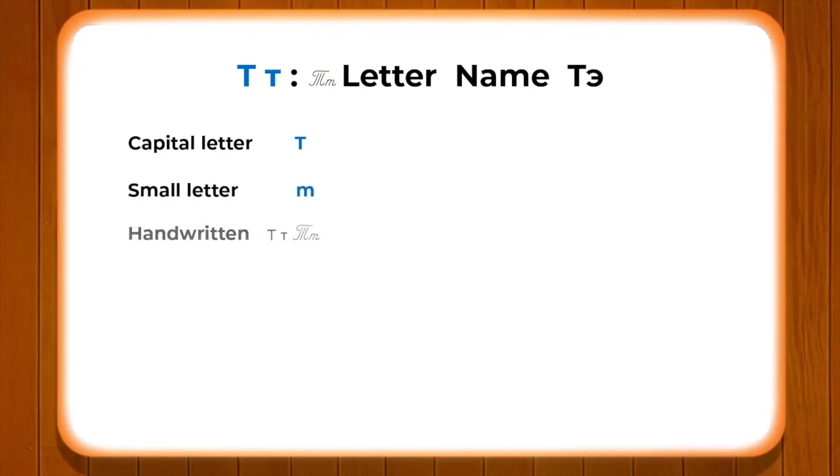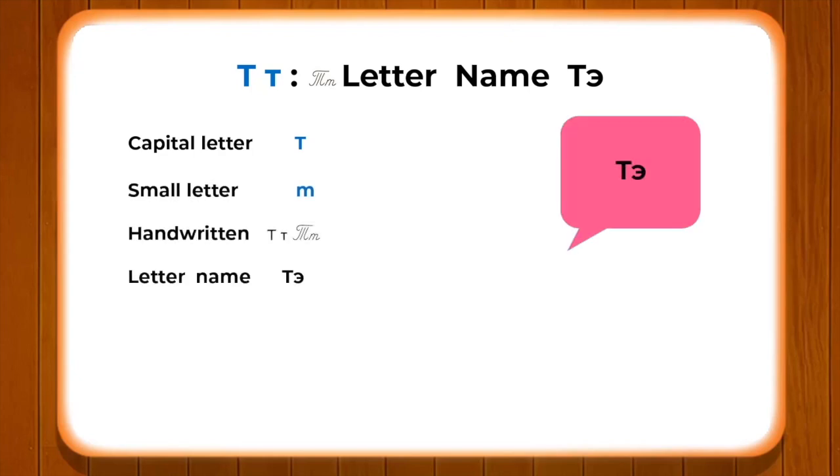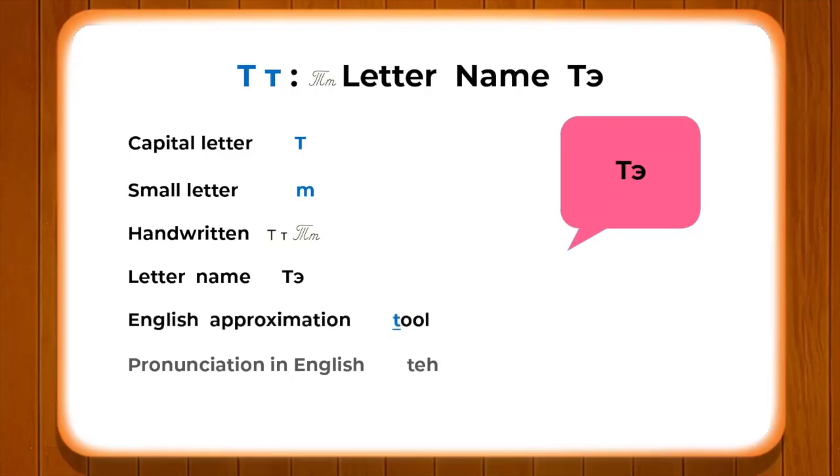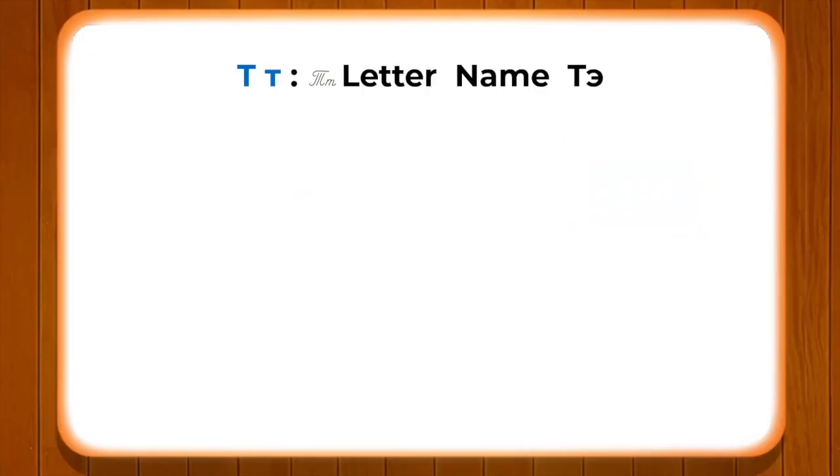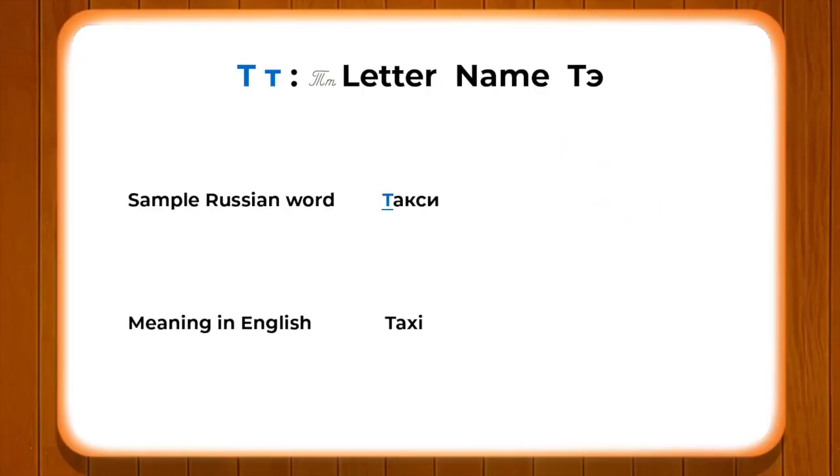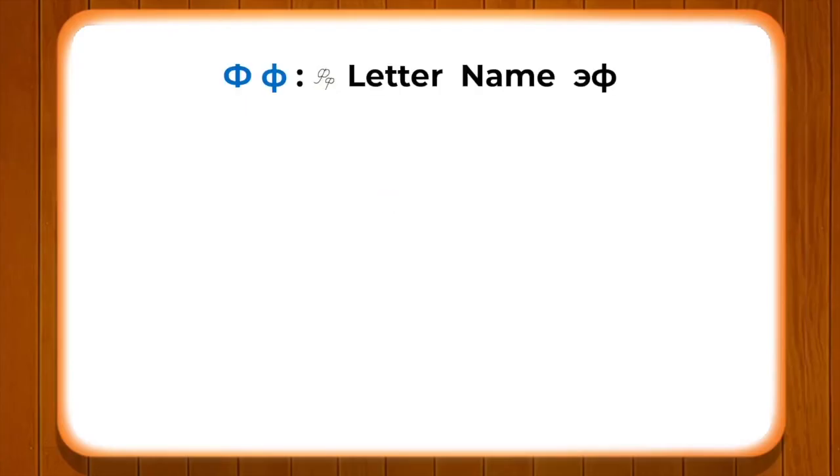Alright, now let's go ahead and look at this particular letter. The sound of the letter is te. We can use the letter te in English approximation in the word tool. And with the help of a sample Russian word, taxi. Taxi, which means taxi.